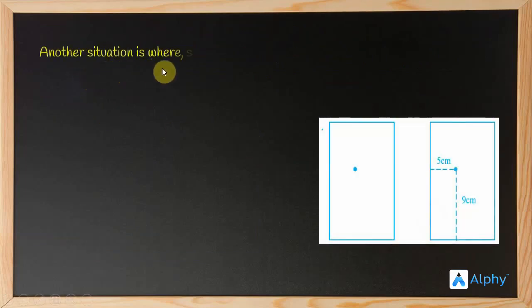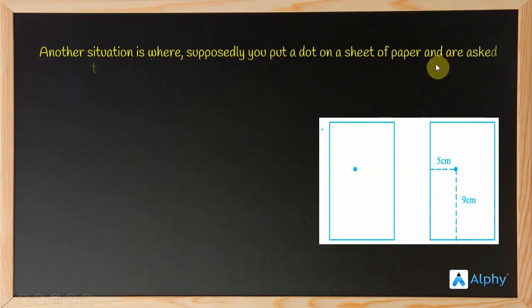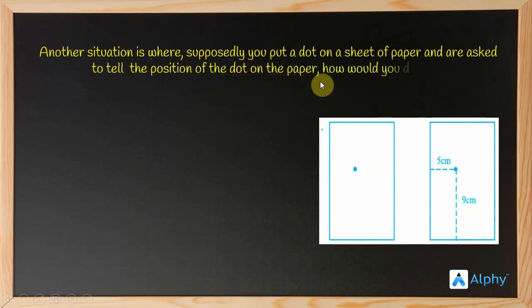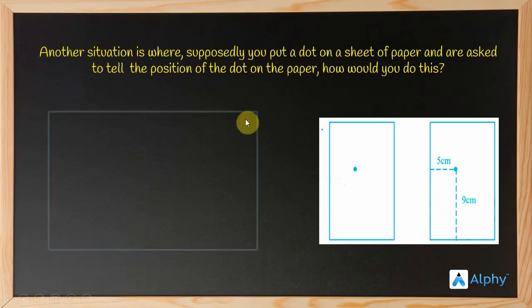Another situation is where supposedly you put a dot on a sheet of paper and are asked to tell the position of the dot on the paper. How would you do this? Perhaps you will say that the dot is in the upper half of the paper or near the left edge of the paper, or it is very near the left-hand upper corner of the sheet. Do any of these statements fix the position of the dot precisely?